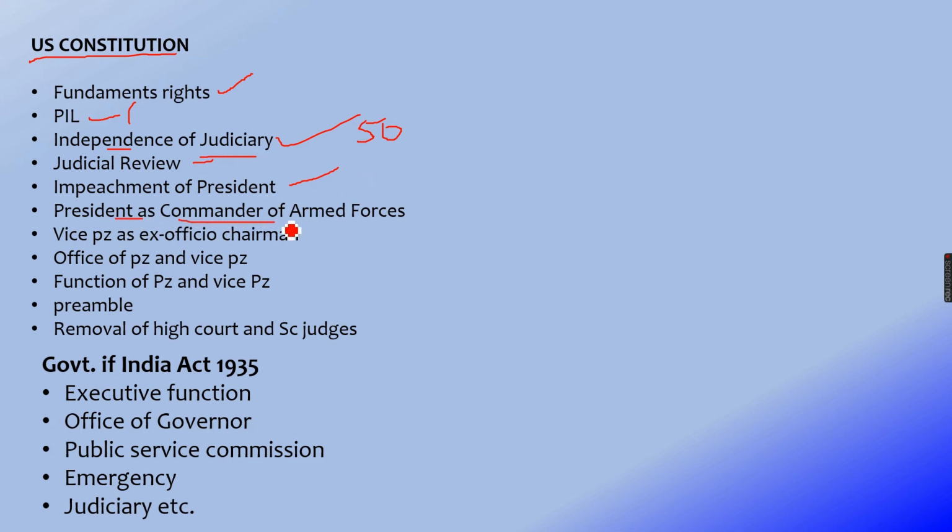President as the commander of the armed forces. We have the armed forces headed by the chief, but the president acts as the commander. Vice president as the ex officio chairman of Rajya Sabha. Office of the president, vice president, functions of the president, vice president, preamble, what we have as the preface of the constitution. Removal of judges of high court and supreme court: judges can be removed by parliament on two bases, first misbehavior and second incapacity. Okay, so it is a list of borrowings from the US constitution.